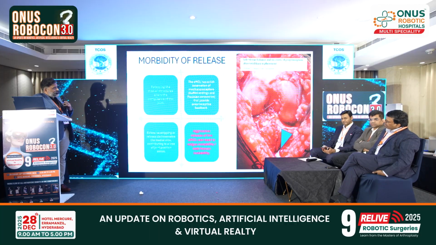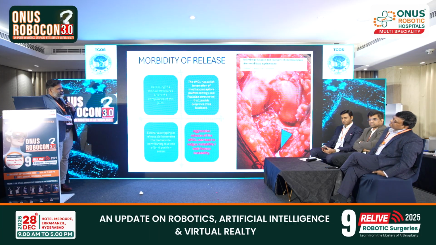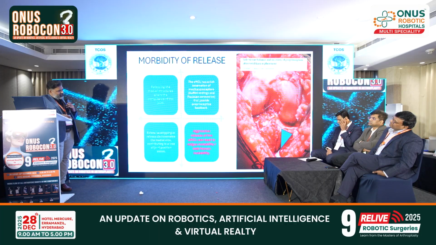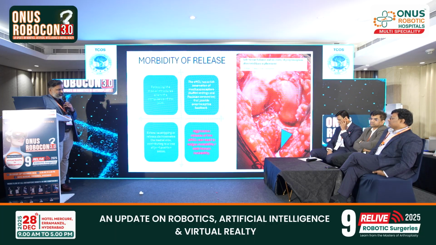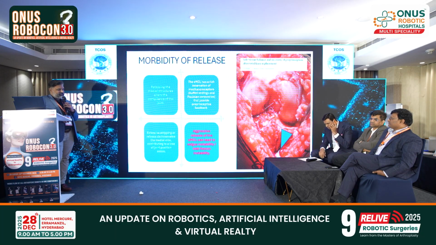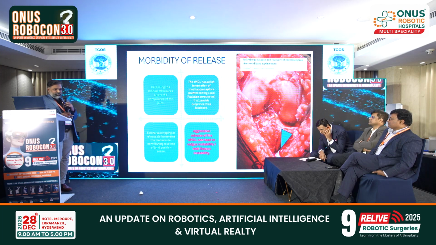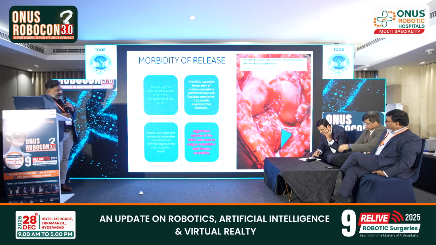Now, what is the morbidity of this release? Why do we concentrate more on releasing less than more? If you see that triangle which I placed over it, that is the anterior triangle, which is the first thing to be released to have adequate exposure to begin with. Beyond that is what we are talking about, whether we should go beyond that or not. What if we release, what if we don't?